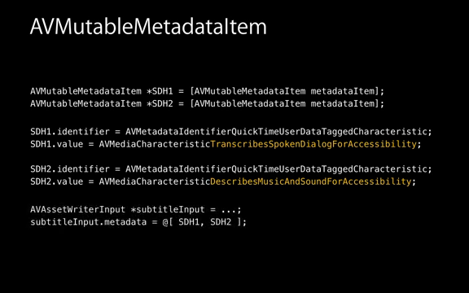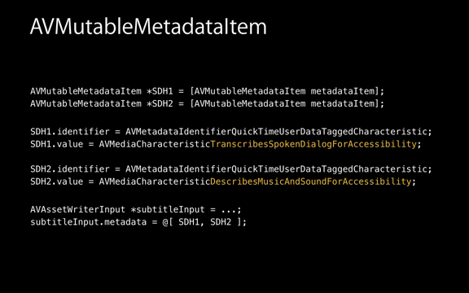And then we get the subtitle asset writer input that's going to write our subtitle track and set that array of the two items on our asset writer input. So that's how you would author a subtitle track that is marked as SDH. Just one example of using tagged characteristics and AV mutable metadata item.